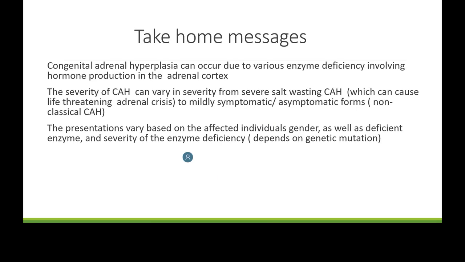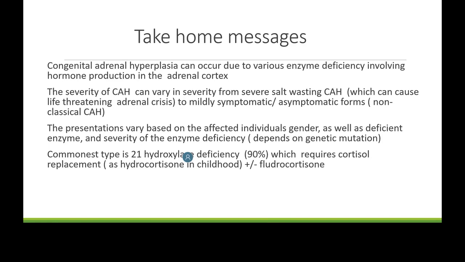So the presentations of CAH will vary based on whether it's a female or a male who is affected, what the deficient enzyme is, and how severe this enzyme deficiency is. And that in turn depends on the genetic mutation, because there are many mutations which can lead to these enzyme deficiencies. The commonest type is 21-hydroxylase deficiency, which 90% of children have, and this simple CAH, as we know, requires cortisol replacement plus or minus fludrocortisone if it's salt wasting. And even in simple virilizers, we sometimes use fludrocortisone for its steroid sparing effect. But in the other subtypes, there may be some variation.